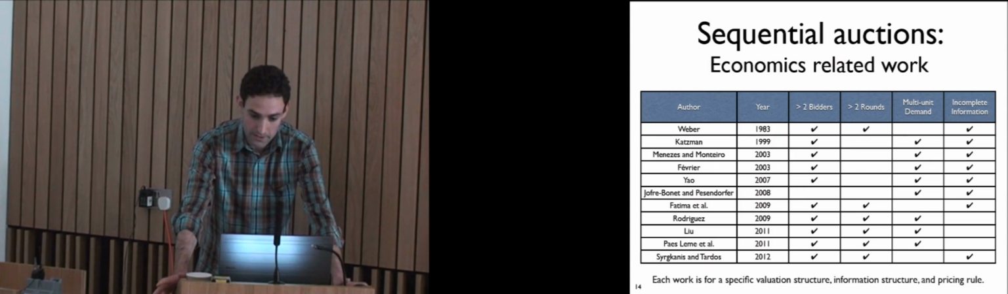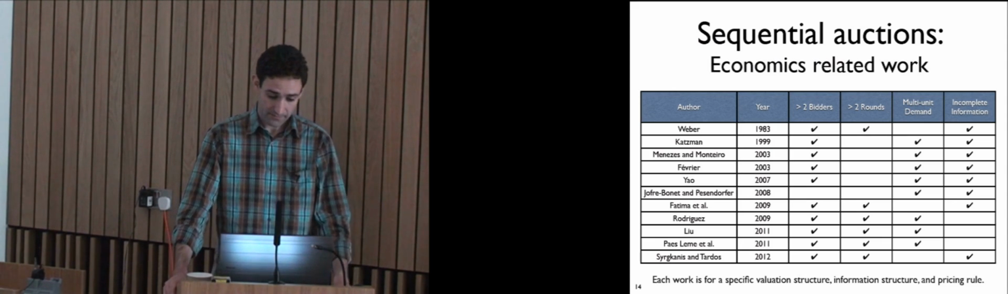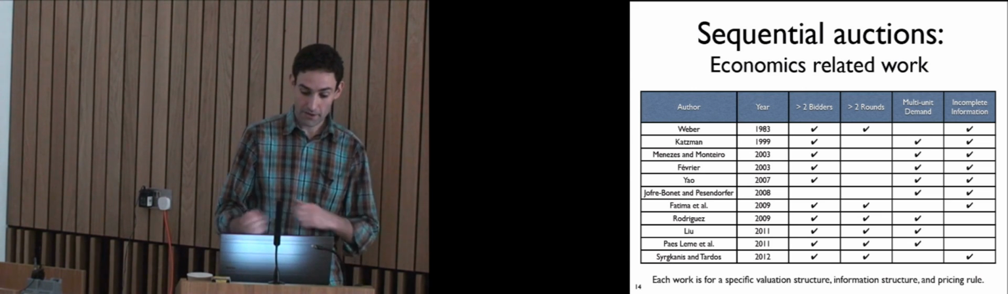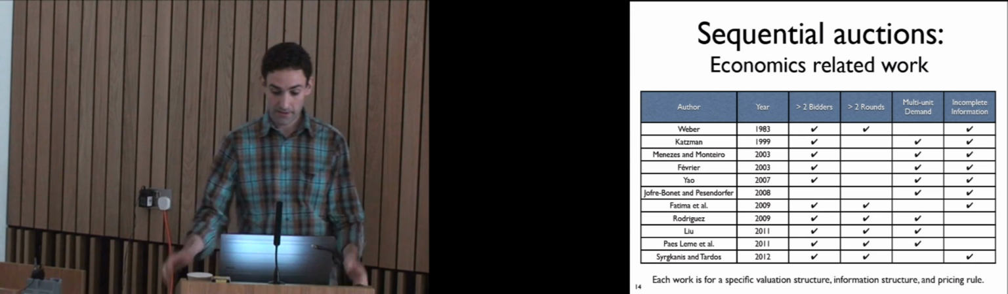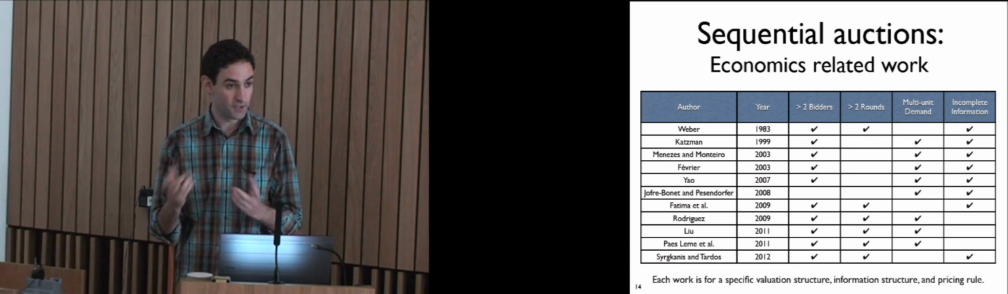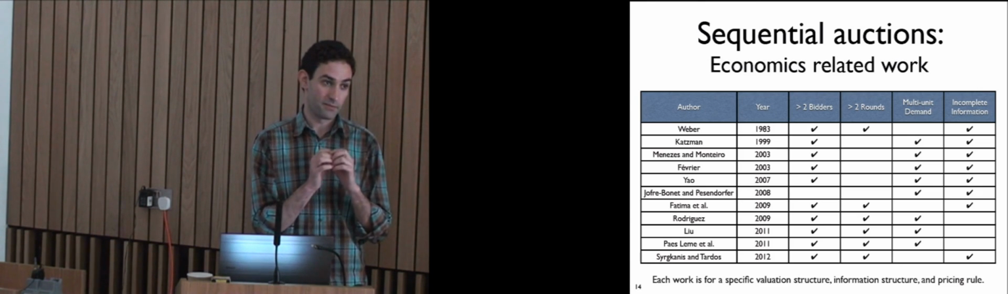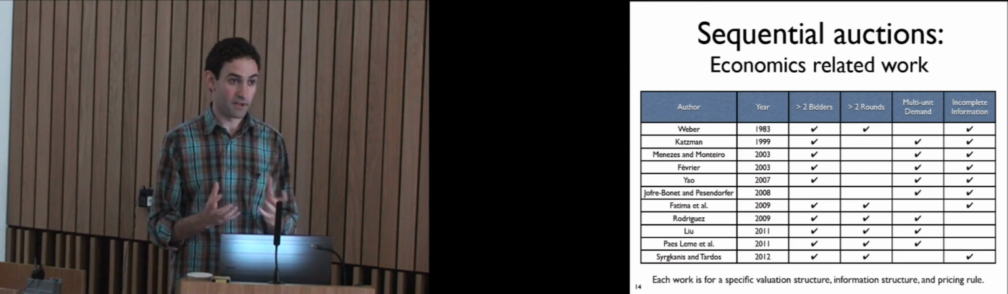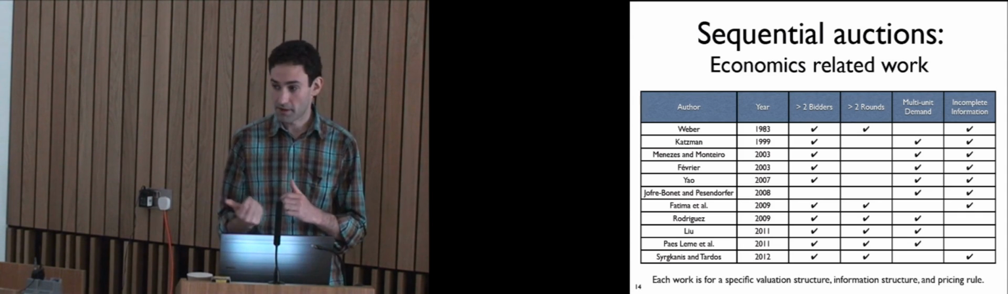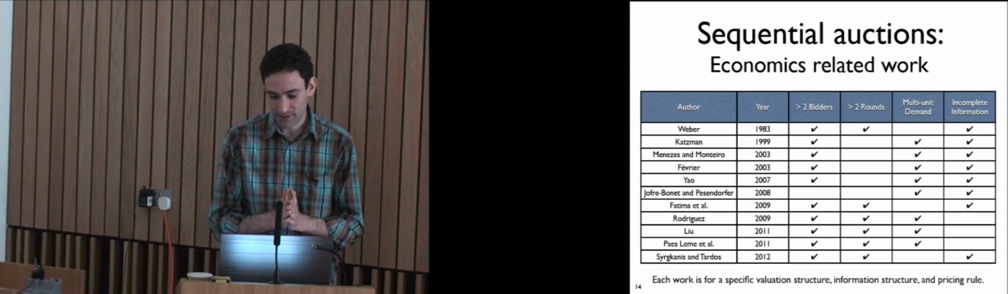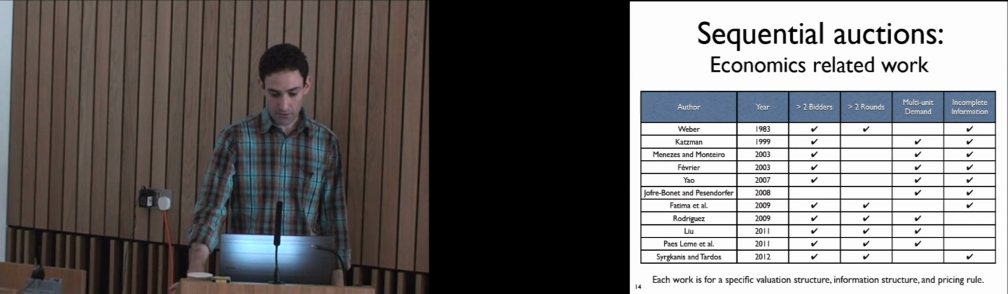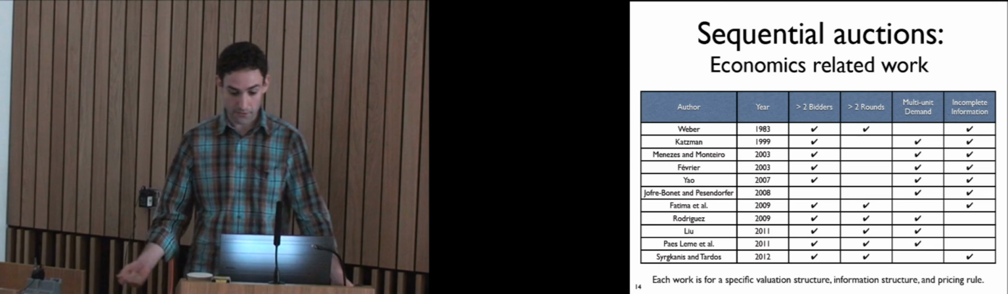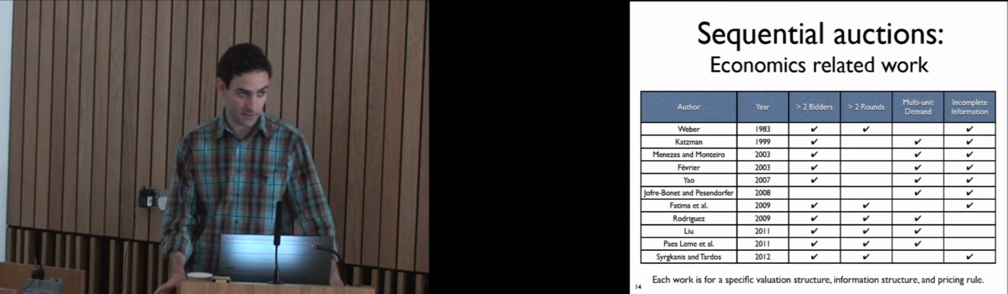So there was a lot of work on sequential auctions in economics. And you could roughly categorize each work based on whether or not it handles more than 2 bidders, more than 2 rounds of bidding, and whether the demand is multi-unit. If it is a single unit demand, then each bidder wants just one item, and the evaluation is expressed by a single number. And whether or not it's incomplete information, meaning do you know the values of the other bidders? So in all auctions, you typically don't. And so none of this theoretical work handled the case where you have more than 2 bidders, more than 2 rounds, multi-unit demand, and incomplete information.